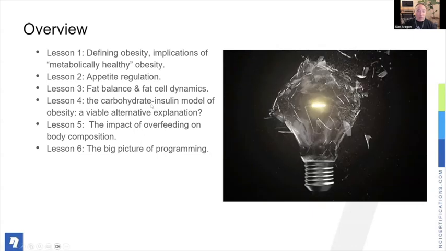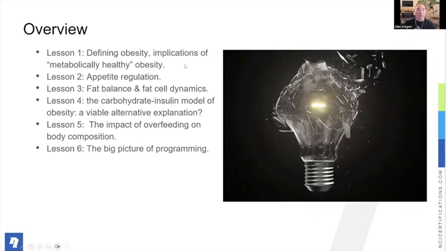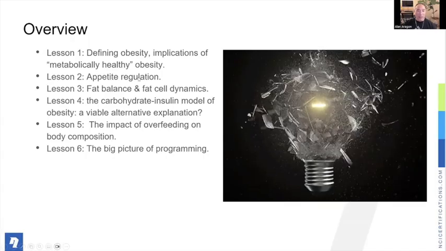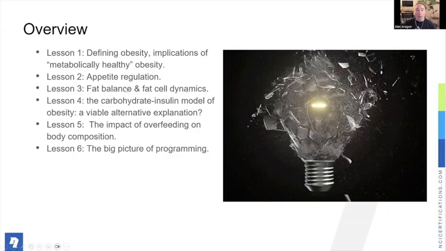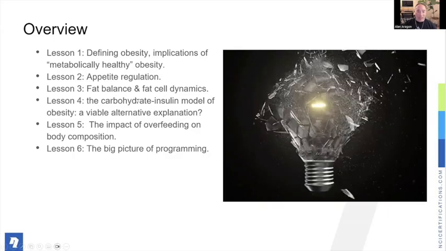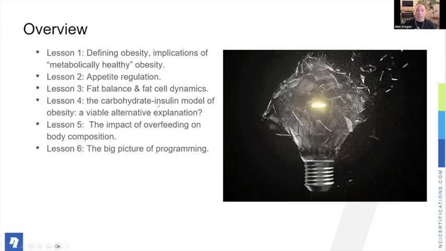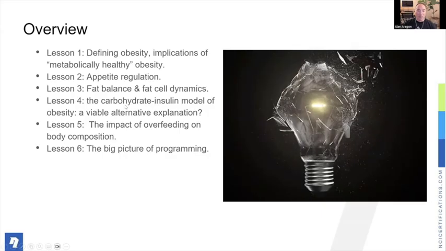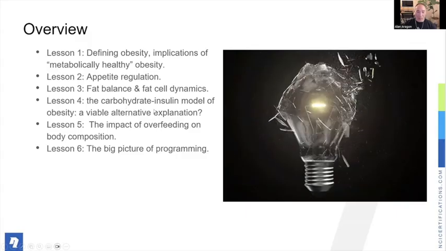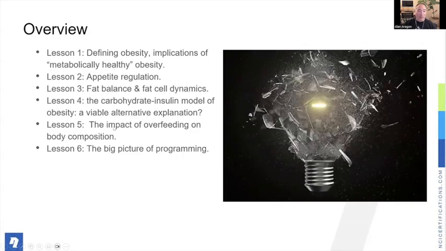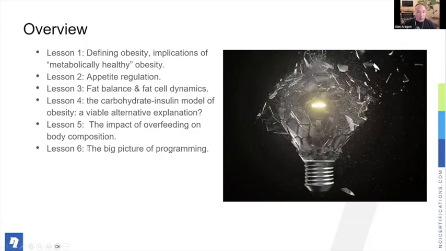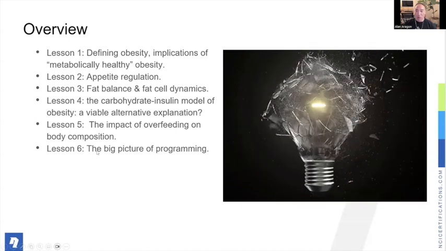So let's begin. With lesson one, we're going to define obesity and look at the implications of something called metabolically healthy obesity. Second lesson, we'll look at appetite regulation. In lesson three, we'll look at fat balance and fat cell dynamics. And then in lesson four, we'll look at something called the carbohydrate insulin model of obesity, since it has been presented as an alternative explanation for fat gain. And then lesson five, we'll look at the impact of overfeeding on body composition. And then lesson six will wrap it all up with the big picture of programming.